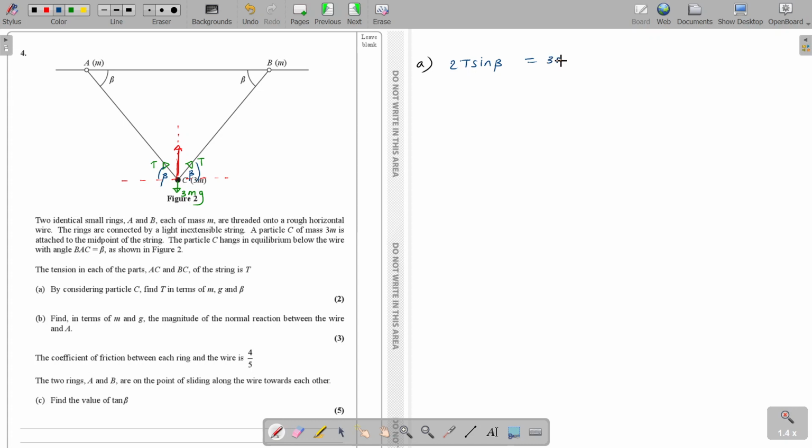Because we are considering the vertical equilibrium of particle C individually, all the forces in that system must be in balance for particle C to be in equilibrium. They ask you to get the answer in terms of beta, so tension equals 3mg divided by 2 sine beta. Do you agree? Is this clear?